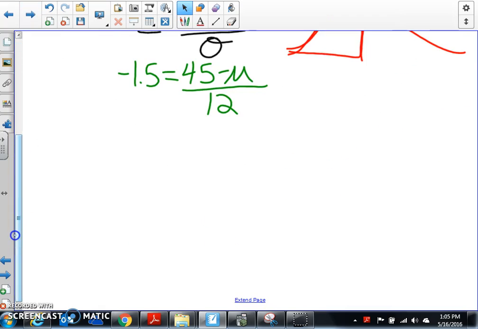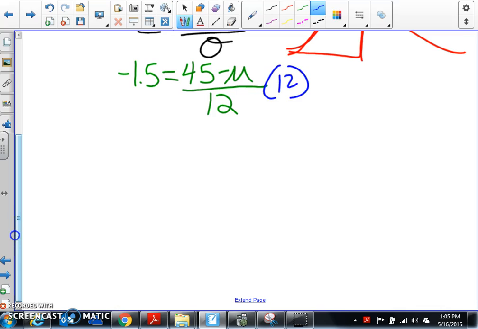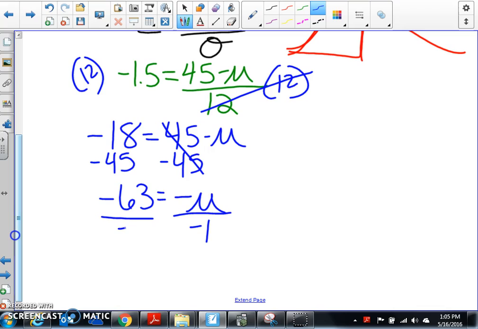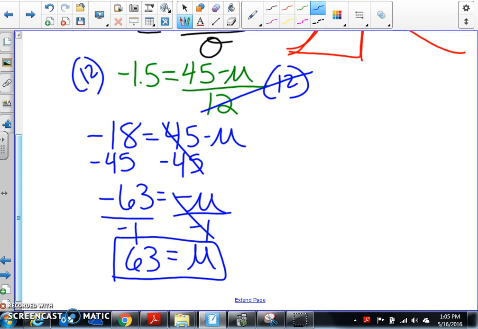Okay, so we start by multiplying by the denominator, which is 12. So 12 times negative 1.5 gives me negative 18. Bring down my 45 minus mu. Subtract 45. Negative 18 minus 45 gives me negative 63. And I still have a negative mu. And then I need to divide both sides by negative 1, giving me a mu of 63, because two negatives make a positive. So my mean is a 63.